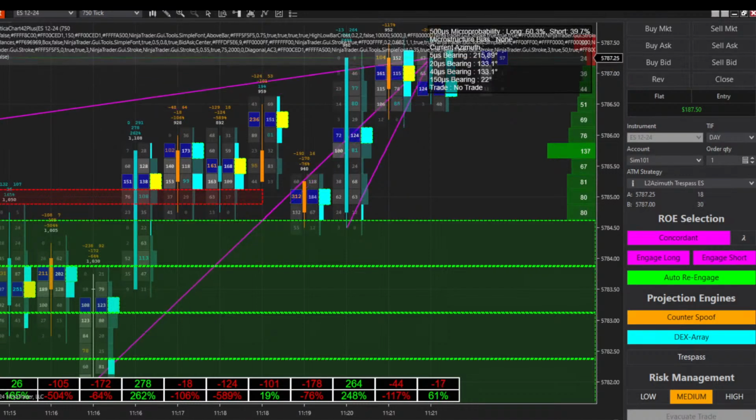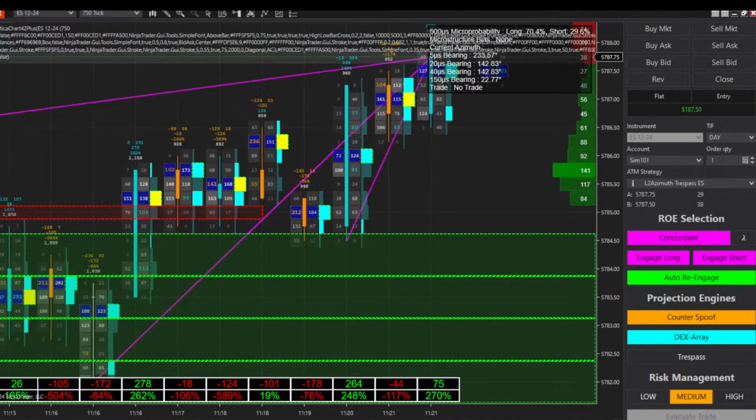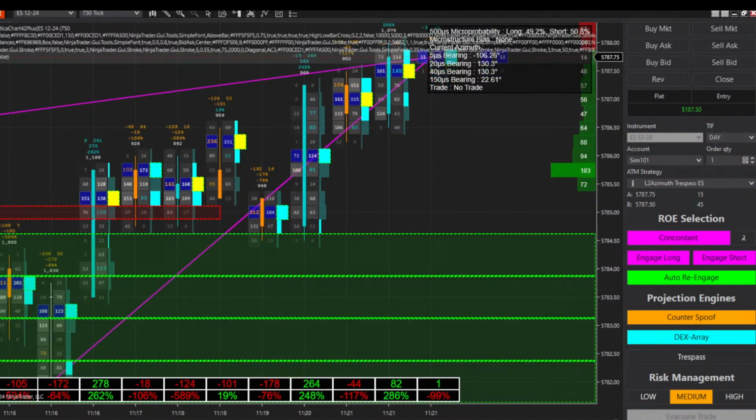Chat's loving it. Delta is positive 3,125 in the S&P currently, and positive 1,900 in the Nasdaq. Positive, not real deep.